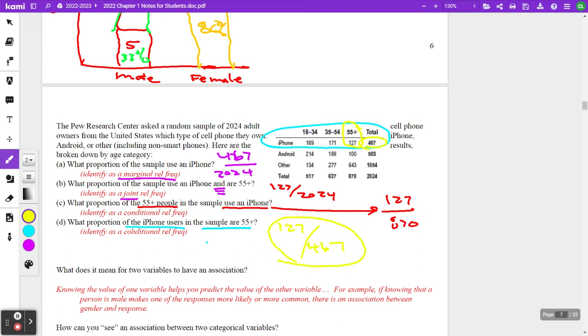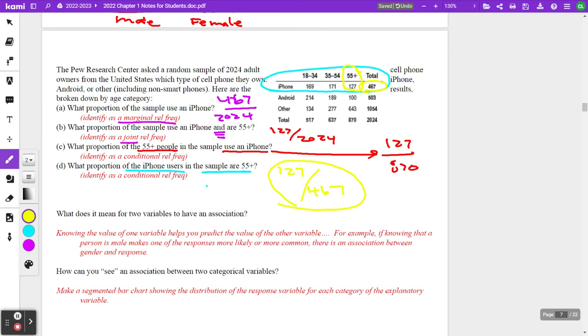So that's kind of the idea. So what does it mean for two variables to have an association?